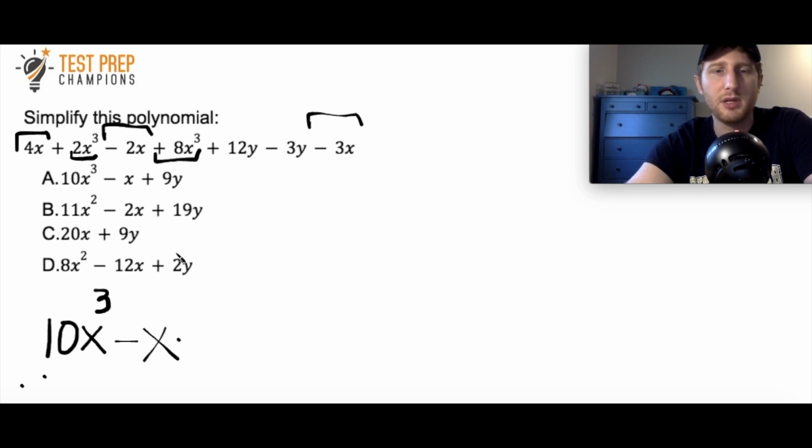And now what I'm going to do is work with my y's. This is pretty easy now since they're right next to each other. I have 12y minus 3y, and if I do 12 minus 3, that's just going to give me 9y, and it's positive, right? It's positive 9y, so I just do plus 9y down here. This is a little bit tricky if you haven't studied this yet, but the correct answer here is A. Hopefully this makes sense.